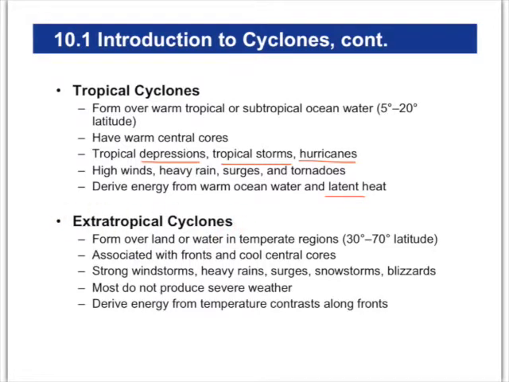All right, they can form over land, not necessarily just water right here, but somewhere between 30 degrees latitude and 70 degrees latitude. And it's not so much because of the warm water or because of water at all, because it can form over land, but it's really because of fronts, warm fronts and cold fronts that interact. We're going to see a little bit later on, in a diagram, how these air masses interact to create what we call extratropical cyclones.